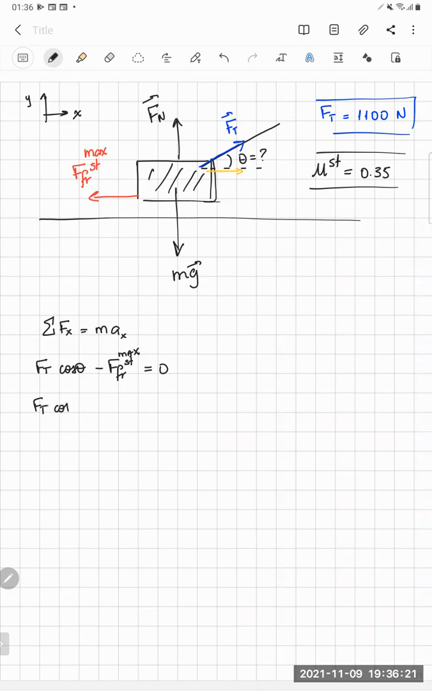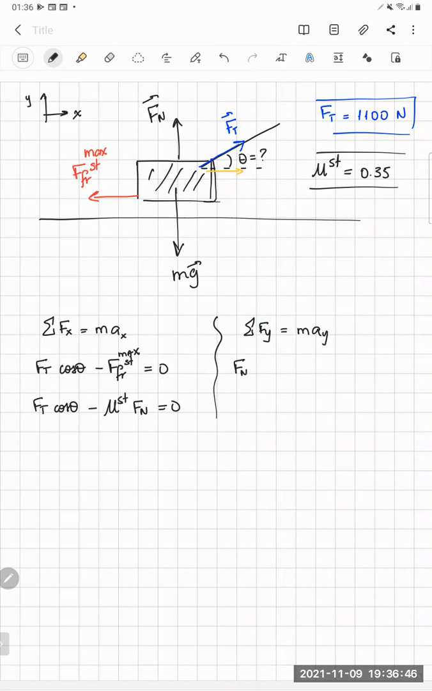What is friction force? Friction force is the coefficient of static friction multiplied by Fn, equal to 0. And what is Fn? Well, to find Fn, I have to go to the equation in the y direction. The sum of all the forces in y is MAy. What do we have in the y direction? We have Fn pointing up, so positive.